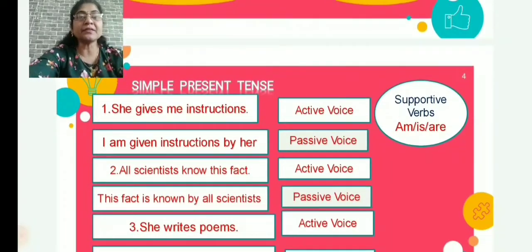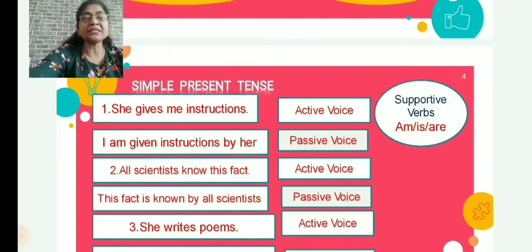Now the first tense we'll see is simple present tense. Now how to change simple present tense into passive voice? First, "She gives me instructions," it is active voice. Now how is it changed into passive? "I am given instructions by her."